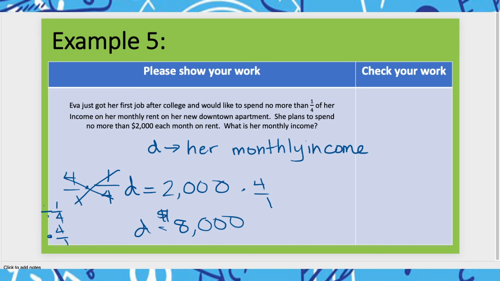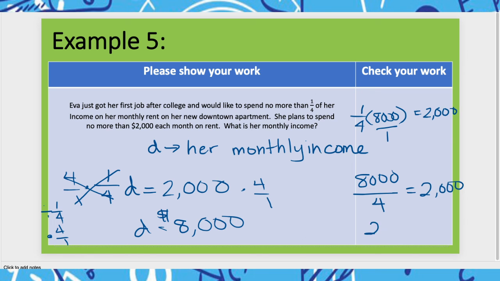Ha ha. Okay, so now let's check our work. 1/4 times 8,000 equals 2,000. So 1 times 8,000 is 8,000. And then I guess that's technically over 1. 4 times 1 is 4. 8,000 divided by 4 is 2,000.